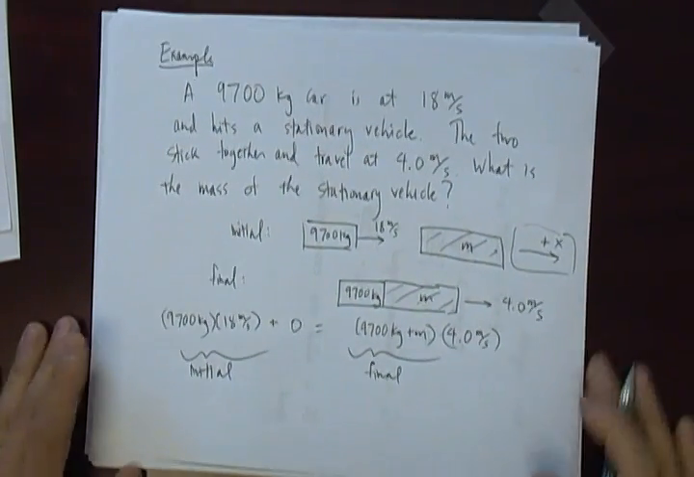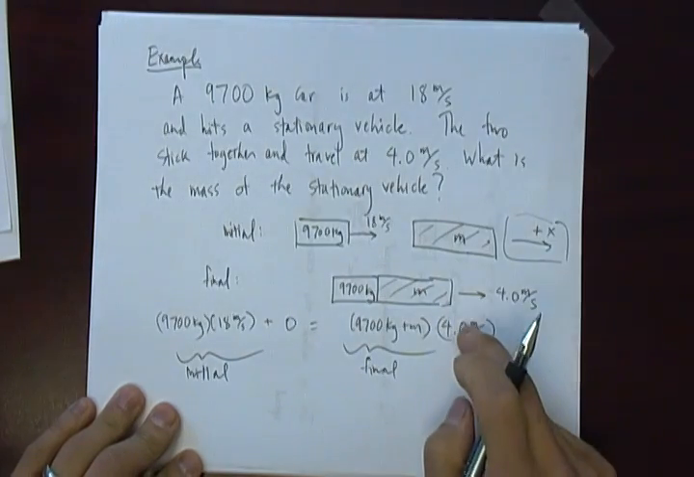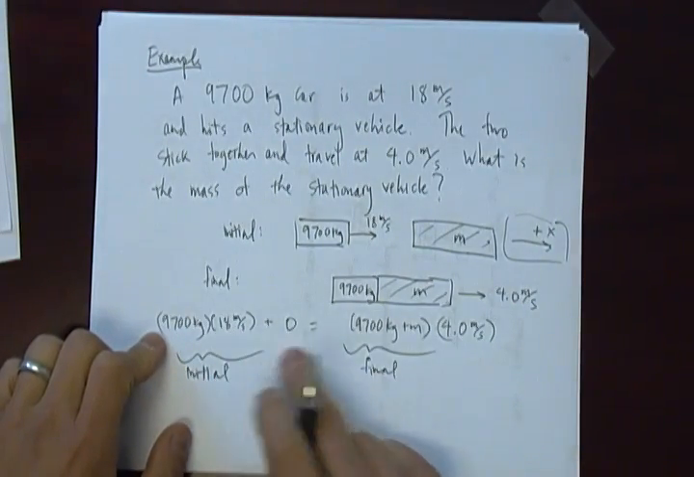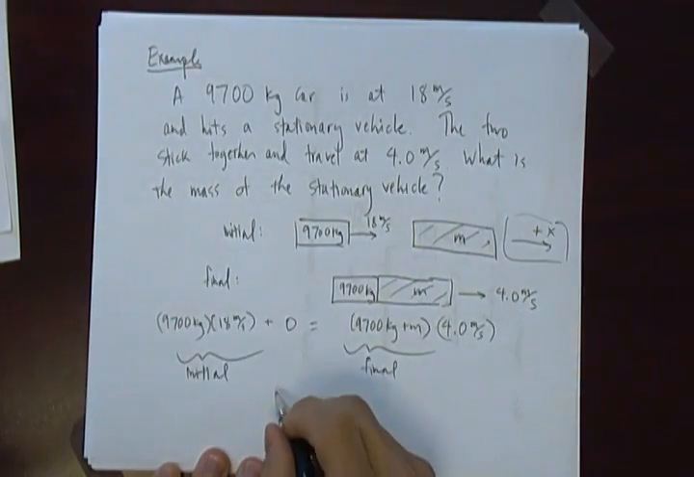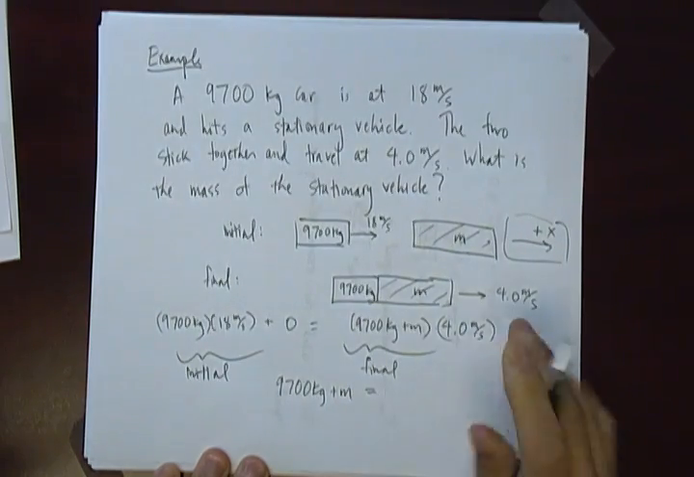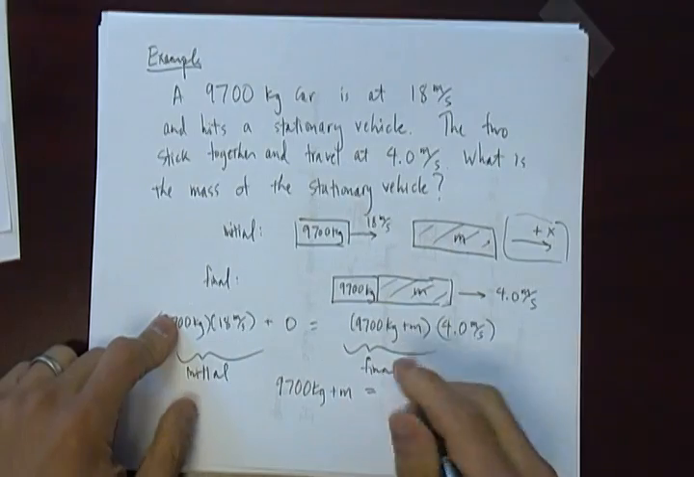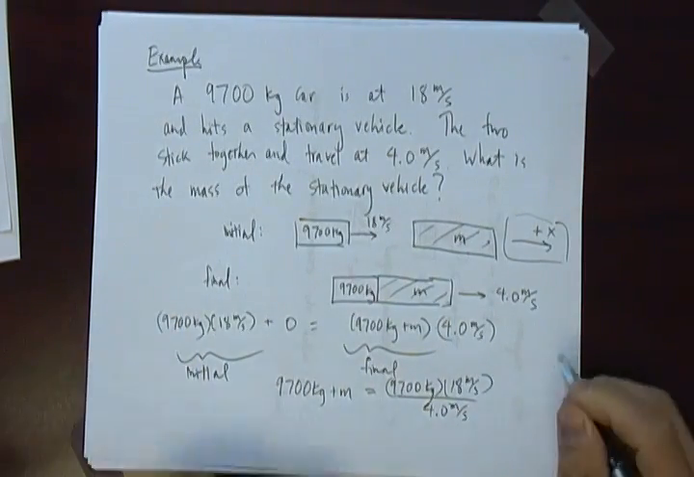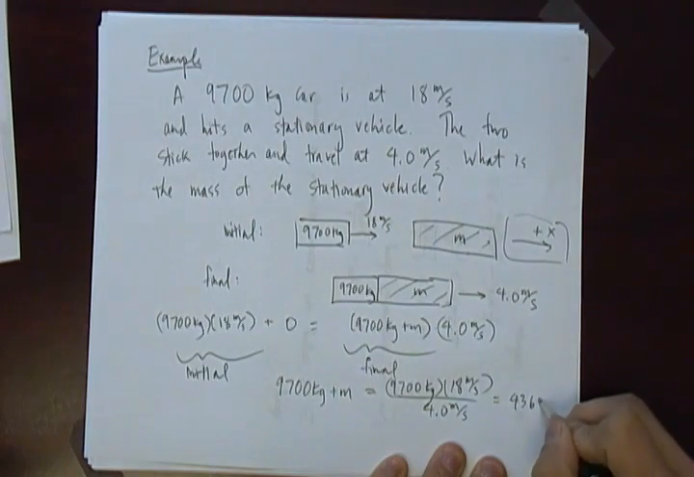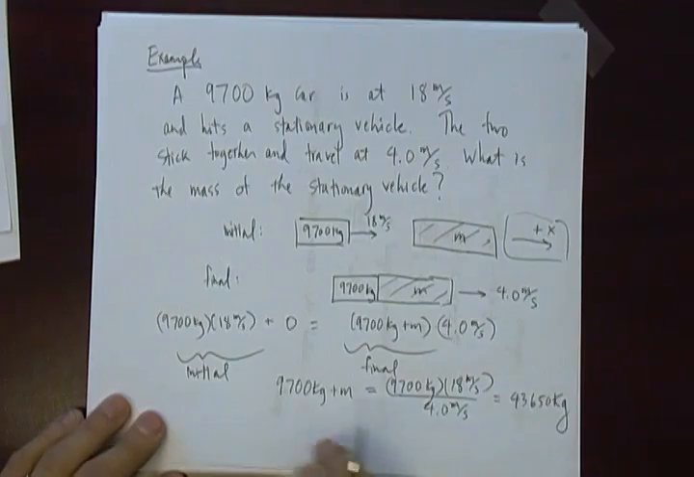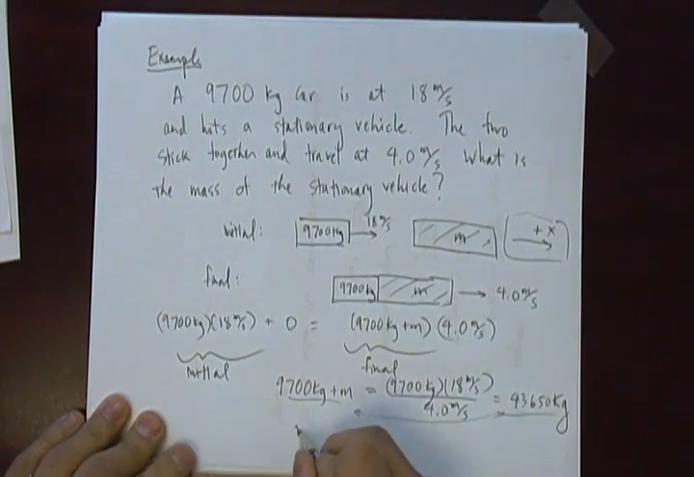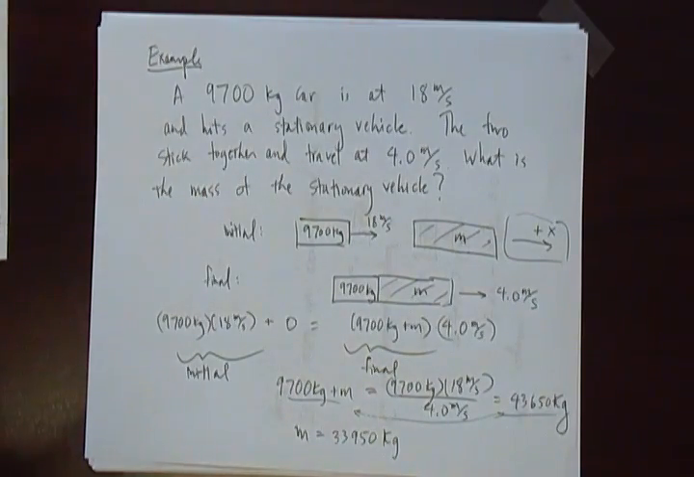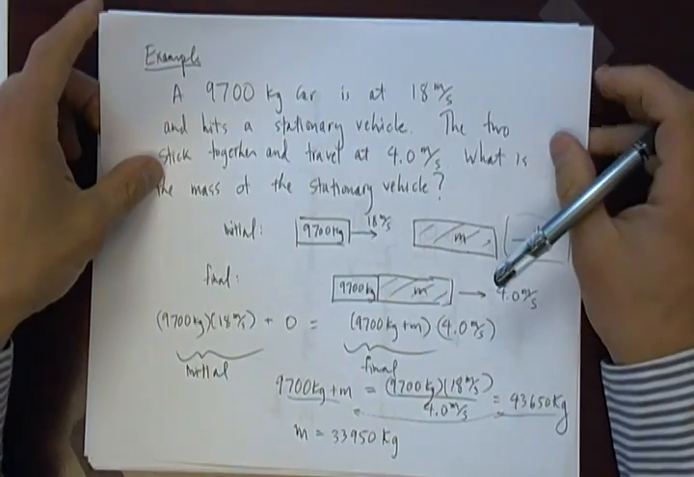And now we just need to solve for m. That's pretty straightforward. I'm going to multiply these through and then divide by 4, and that will give us 9,700 kilograms plus m. This divided by 4 gets rid of that, and then I'll take 9,700 kilograms times 18 meters per second divided by 4, and that comes out to 43,650 kilograms. And so now we can solve for m. m is equal to 33,950 kilograms, so a big truck. Okay, so if you have questions about that, send me an email.